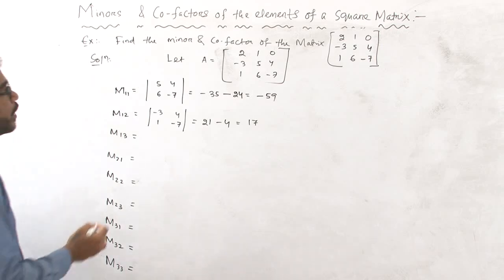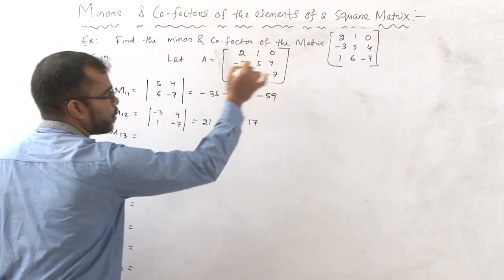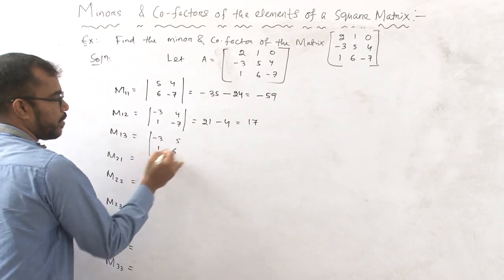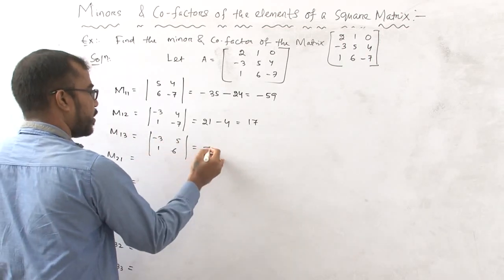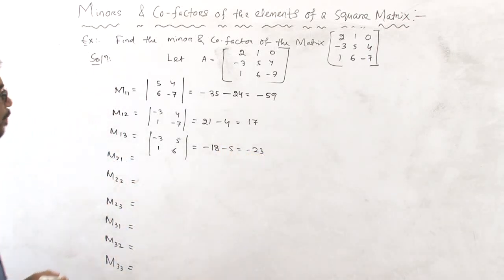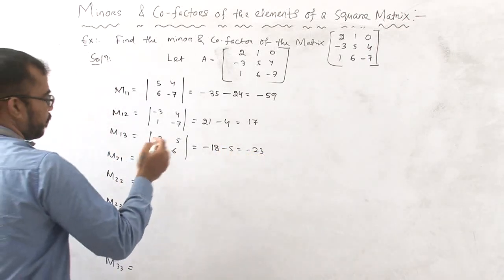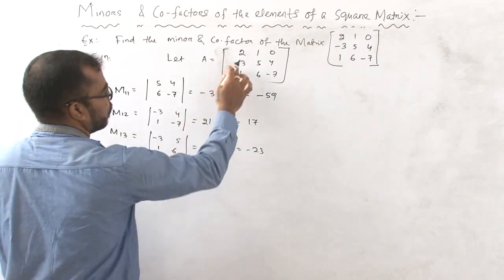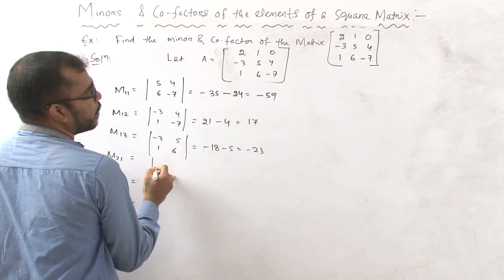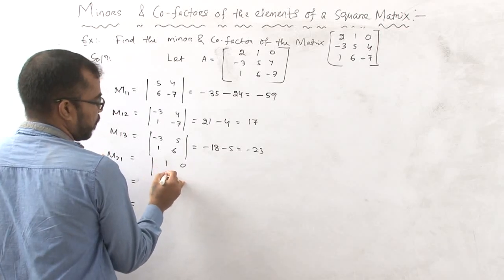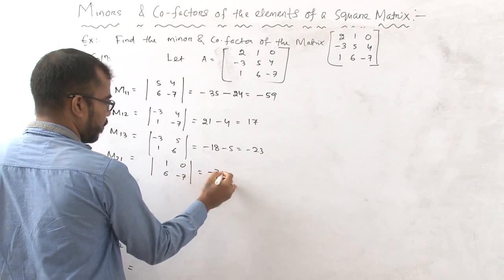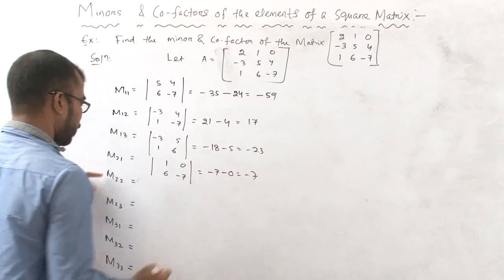And the value of M13 is for the element 0. If we delete the row and column, we get minus 3, 5, 1, 6. We calculate them, minus 18 minus 5, that is minus 23. Similarly, M21 means these are the elements of M21. If you delete the row and column of this element, then we get 1, 0, 6, minus 7. If we expand them, then minus 7 minus 0, that is minus 7.